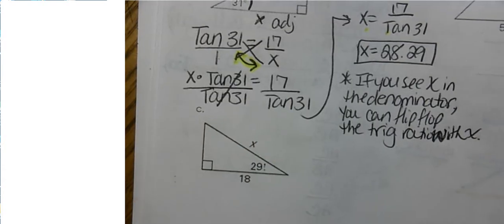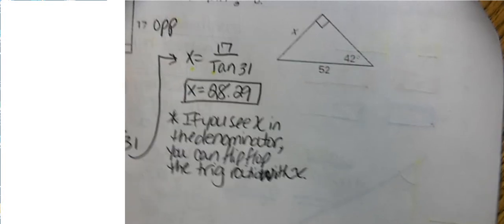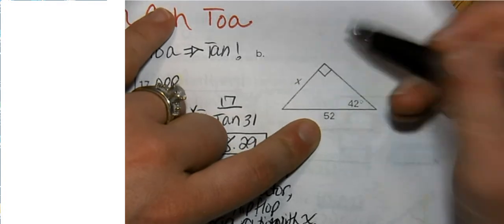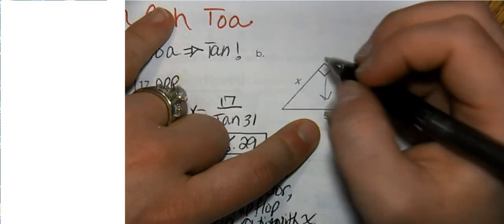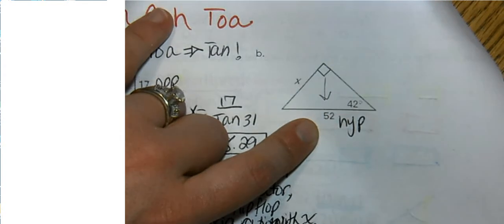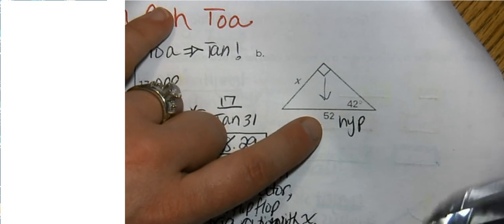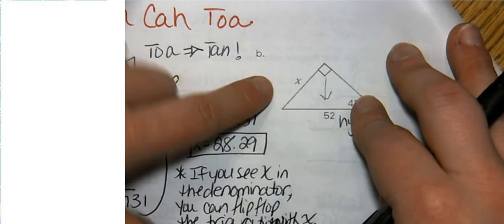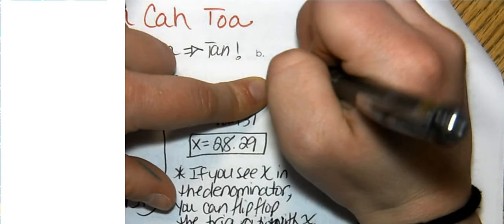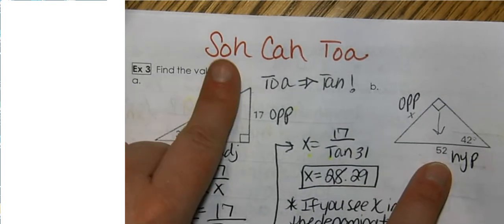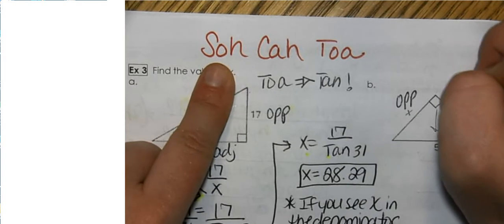All right, let's go ahead and look at letter B. For letter B, I know that 52 is right across from the right angle. So that makes it the hypotenuse this time. A lot of times kids will think it's the adjacent because it does touch 42, but you have to be really mindful as to where the right angle symbol is. X is across from 42 degrees, so that makes it the opposite. So looking at our SOHCAHTOA, what uses opposite and hypotenuse? O and H. That's sine. We're using SOH, which tells us that we are going to be working with sine.